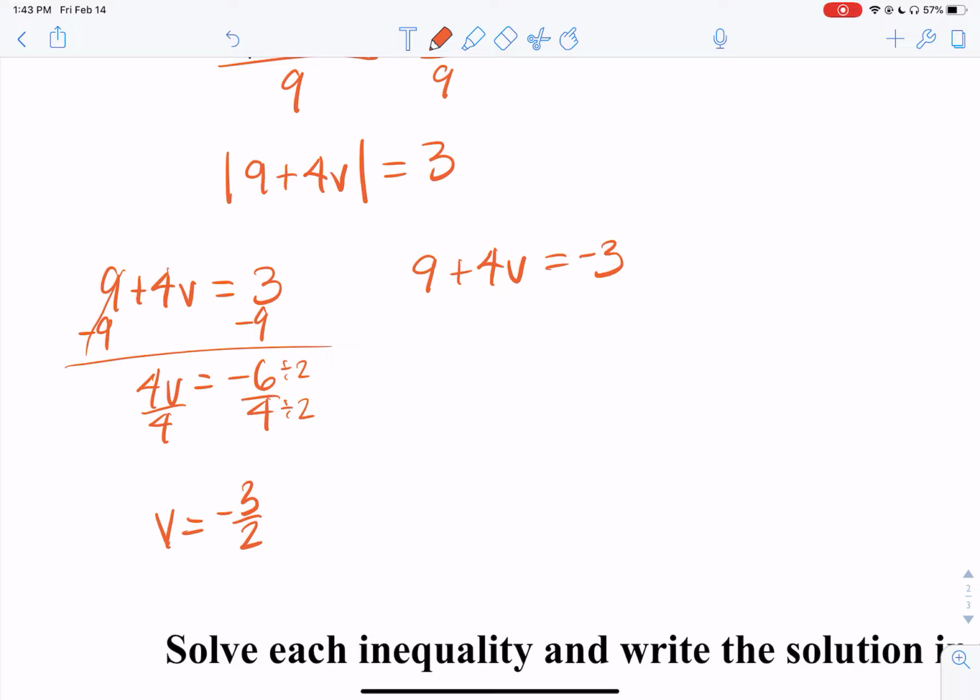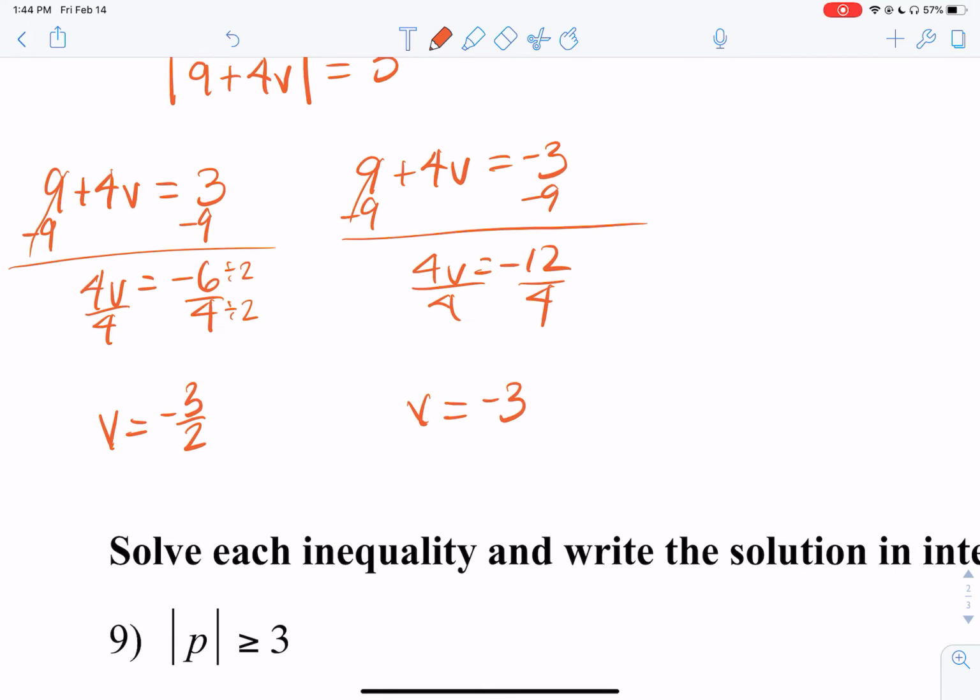Now for the other case, we would again subtract the 9, and 4v will equal negative 12, and when we divide by 4, the value of v is going to equal negative 3. So that's your solution. V is going to equal negative 1.5. In decimal format, the first one is negative 1.5, and the second number is negative 3.